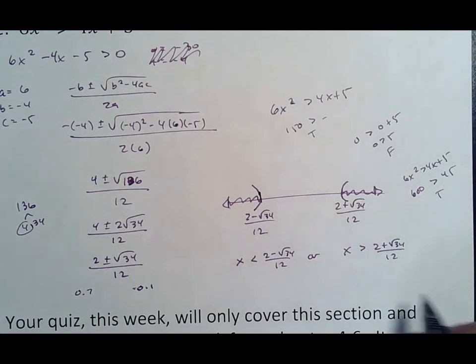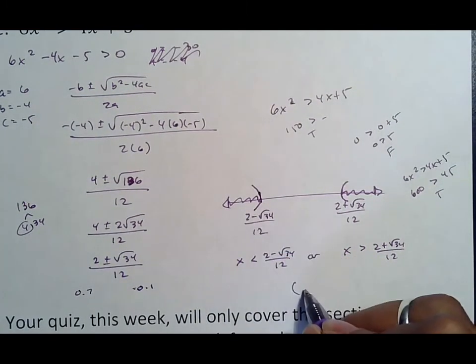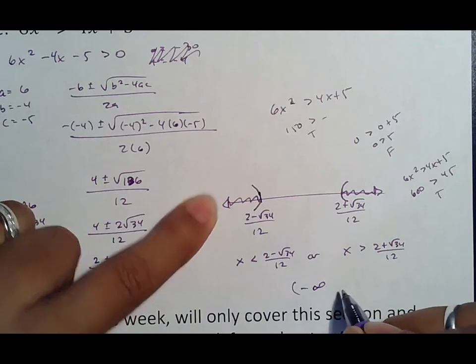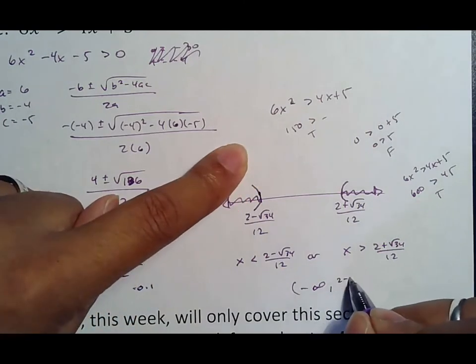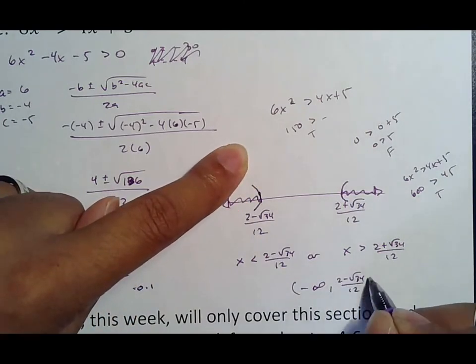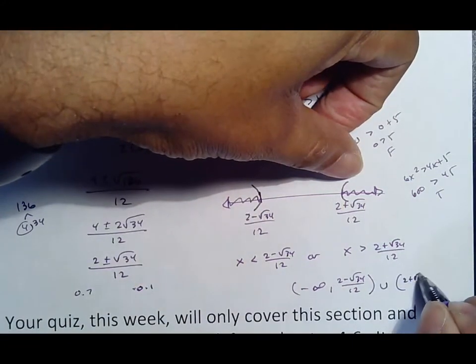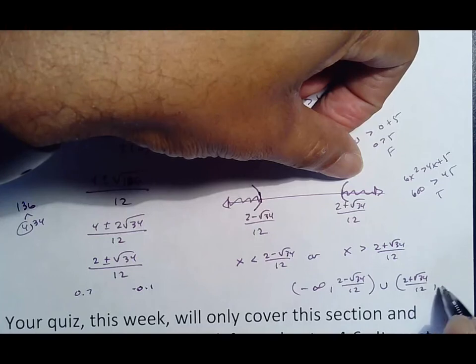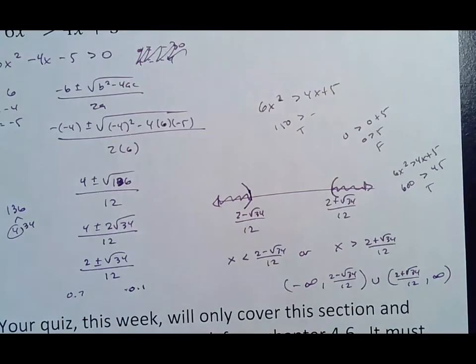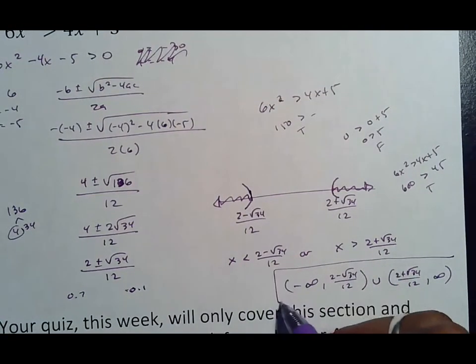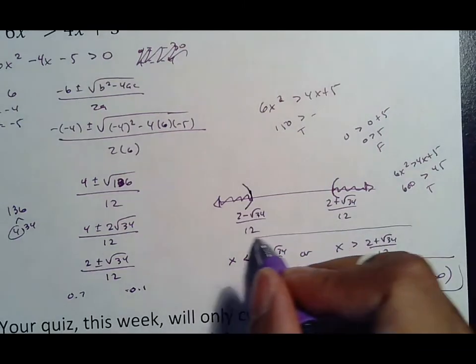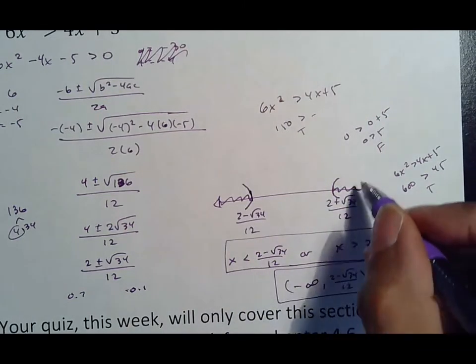If we were looking at interval notation, we would be going from negative infinity, again using this, negative infinity up to this, united with this, to infinity. Whew. Option 1, option 2, option 3.